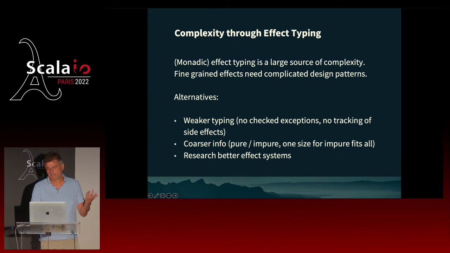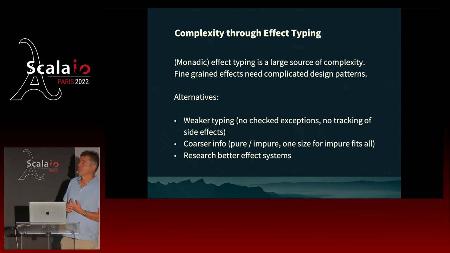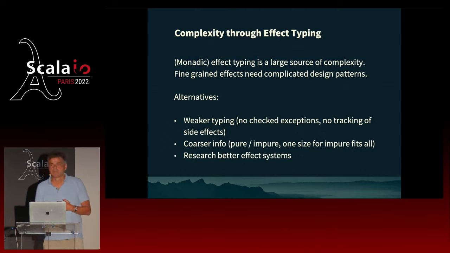So if you don't want monad transformers, then you could have coarser info like ZIO, for instance, where you say, well, either you're in the ZIO monad, then you're impure, and one size of impure fits all, or you're pure, that means you don't need ZIO, you have a simple function result that is not an instance of the ZIO type. Or the third solution would be to research better effect systems. So ideally what we want is to use checked exceptions, side effects and things like that in a very responsible way that the compiler will control for us. Only the question is how to do that, and that's essentially an open research question.